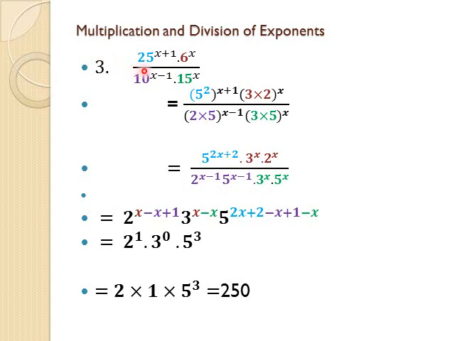Alright, so problem 3 again, 25, not a prime number. 6 not a prime number, 10 not a prime number, 15 not a prime number. So step 1, can we express them as prime numbers? So 25 would become 5 squared. Remember on your calculator, 25 equal, press shift fact and the calculator would give you 5 squared. 6 is simply 3 times 2, 10 is simply 2 times 5, and 15 is simply 3 times 5.